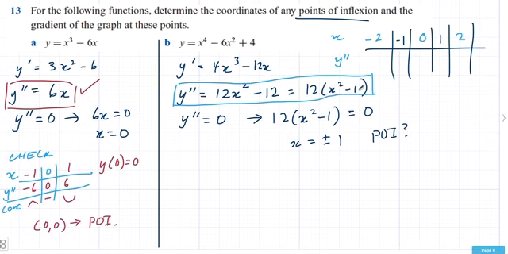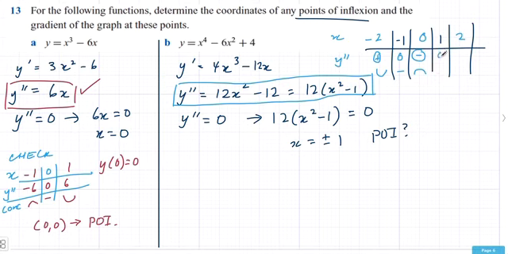12x squared minus 12. And so if we put in -2 into here, we're going to get -2 squared is 4. 4 minus 1 is 3, so this will be 36. That's positive. It's going to be concave up. At -1, we actually have a 0 second derivative, no concavity. At 0, if you put 0 in here, you're going to get 12 times -1. It's going to be negative concavity.